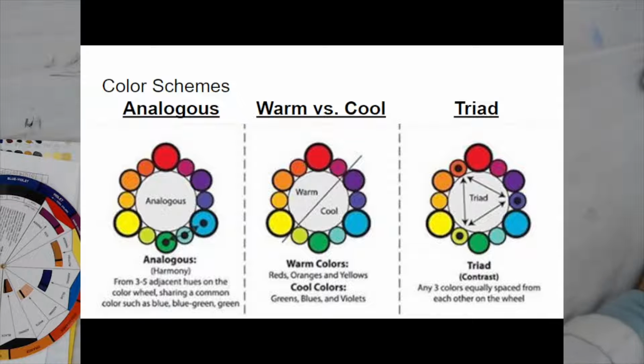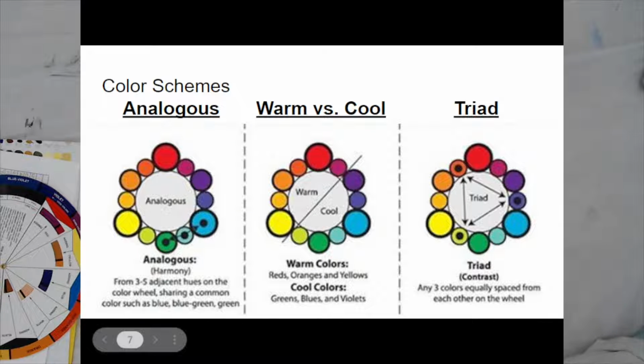Next is warm versus cool. We have this nice split here, the warm colors being the yellows, the oranges, and the reds. And then the cool colors being the greens, blues, and violets.